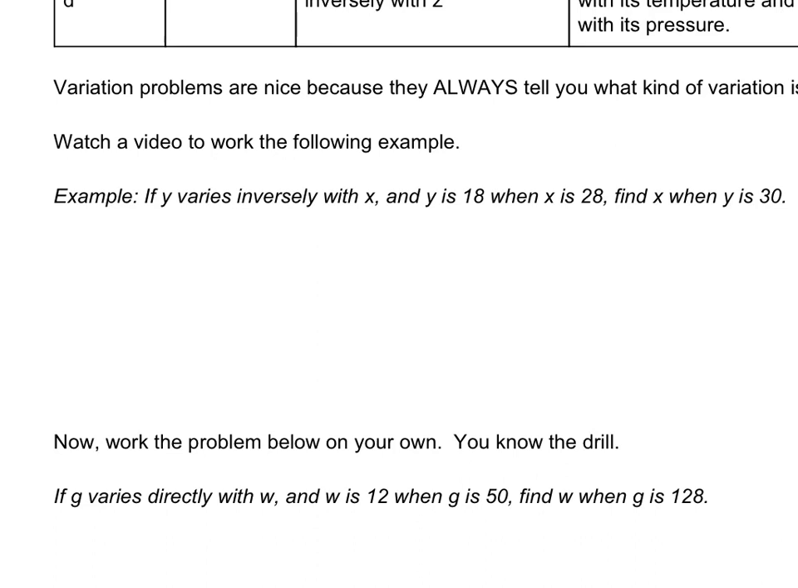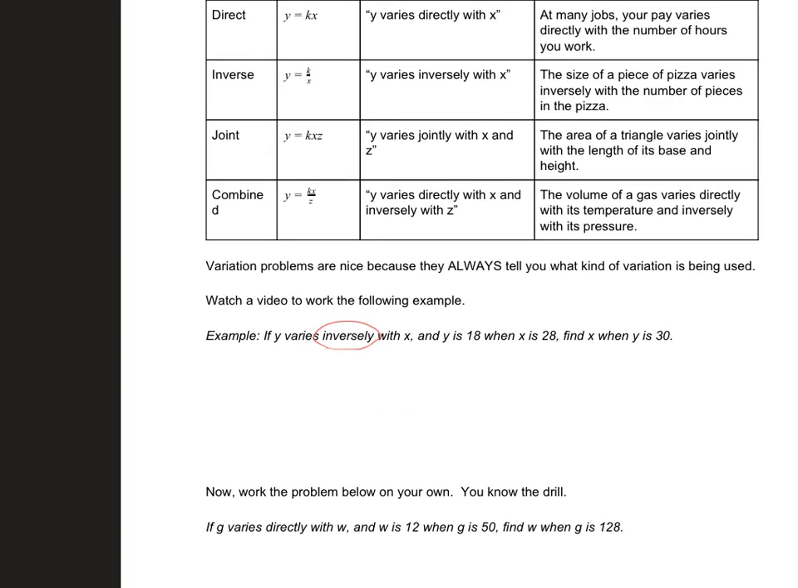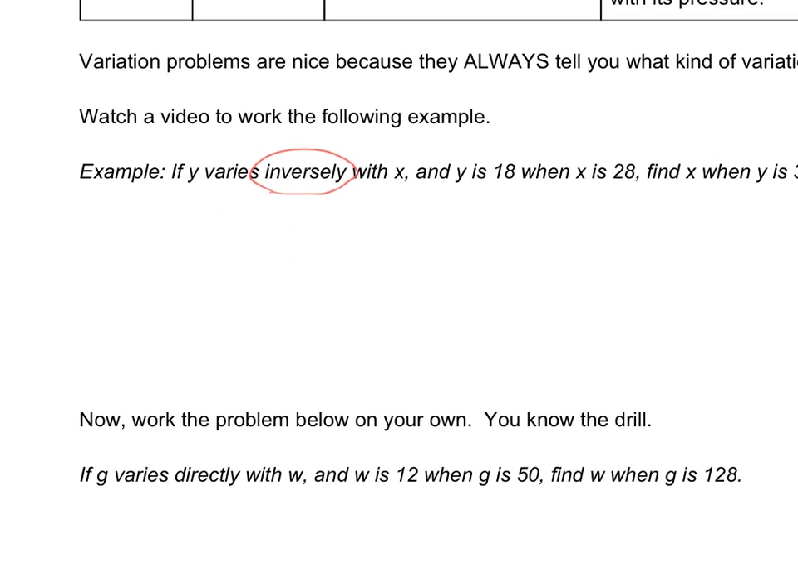So you should have read in the notes earlier that a problem will always tell you what kind of variation it is. And this one's telling us right here that it's inverse. So if we look back at the chart that we had, you can see that the inverse variation relationship is y equals k over x. So we're going to write y equals k over x. That's the relationship we're going to use.